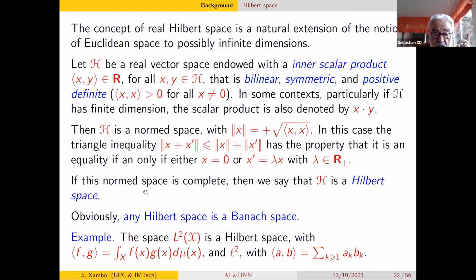If this normed space is complete, then we say that H is a Hilbert space. Obviously, any Hilbert space is a Banach space, and for example, the Lebesgue L2 turns out to be a Hilbert space with the inner product defined again by a Lebesgue integral of f(x) g(x) with respect to measure mu. In the complex case, there should be a conjugate for g.